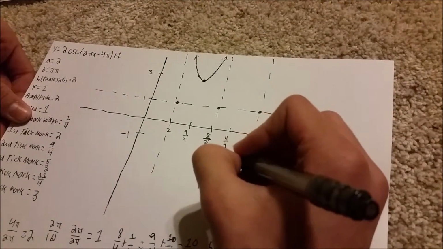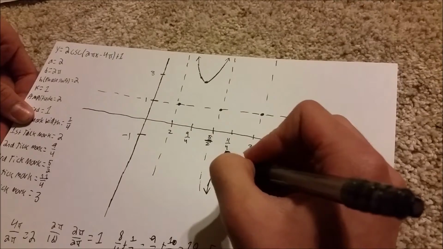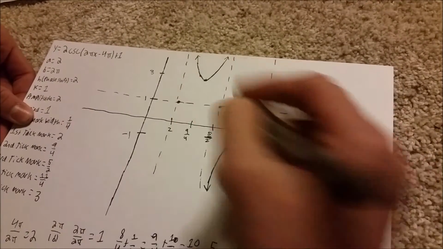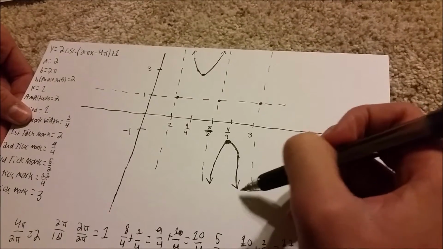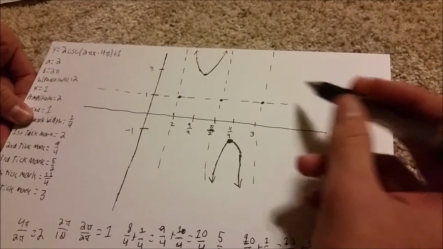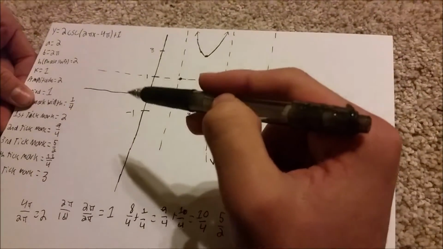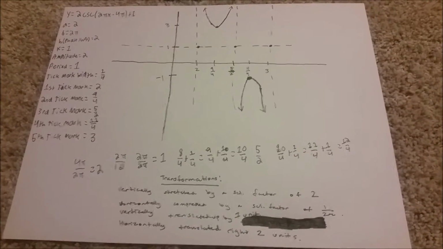And there you have it. This is one period of the cosecant function with a parabola going up and a parabola also going down. And now we're going to move on to describing the transformations of the cosecant function from the original parent function. Here we're going to describe the transformations of this cosecant function from the original parent function.